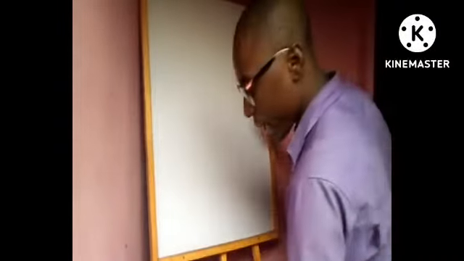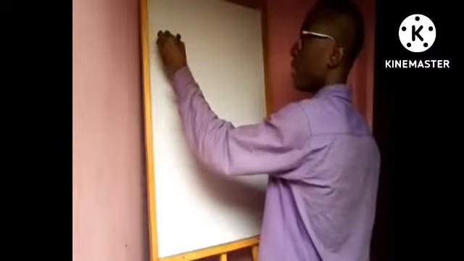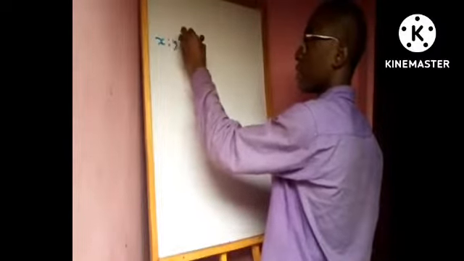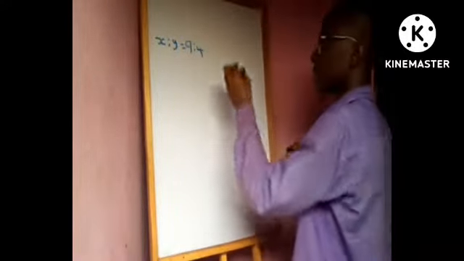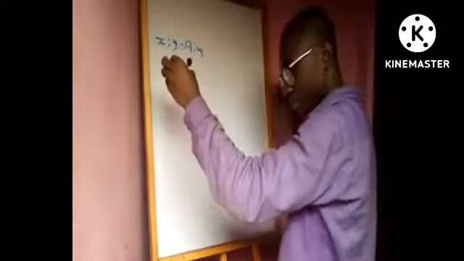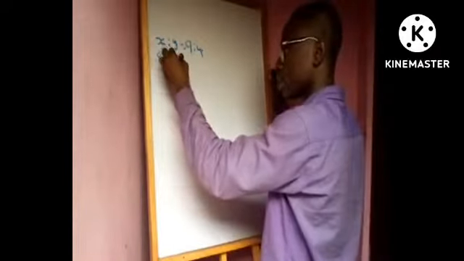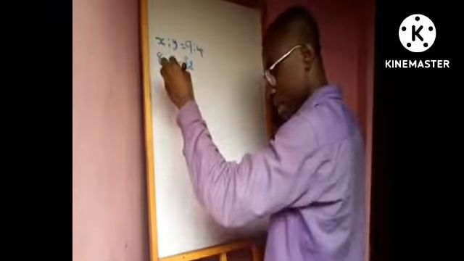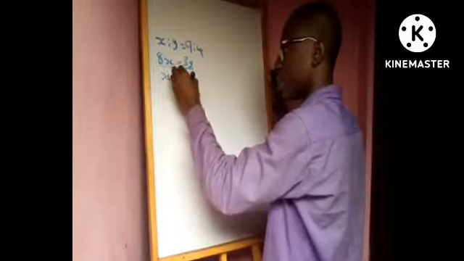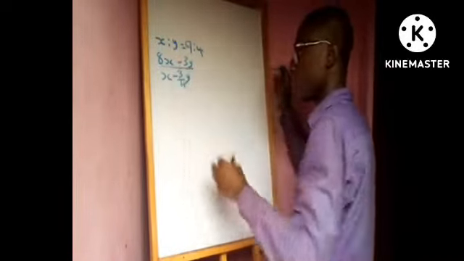Now we're told that, given that x ratio y is 9 ratio 4, so x ratio y equals 9 ratio 4, we're asked to evaluate 8x minus 3y divided by x minus 3 over 4y. So this is what we're asked to evaluate.